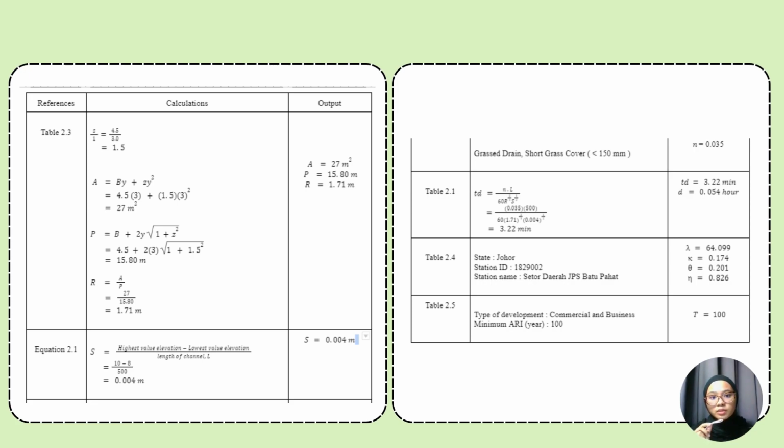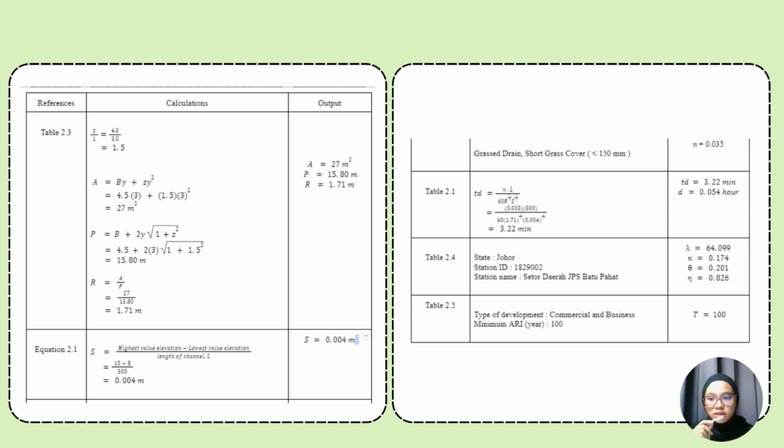The friction slope is the same as the old design, S equal to 0.004. For Manning roughness, we refer to the table, so our N is 0.035. For time of concentration, we find the travel time in drain flow, TD, which is 3.22 minutes. We change to hours, so we get D equal to 0.054 hour.